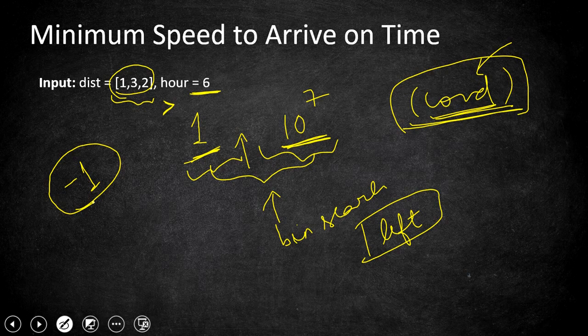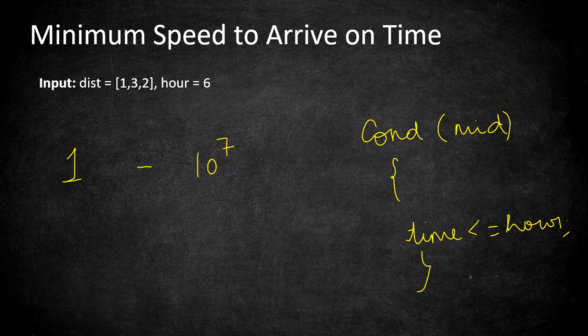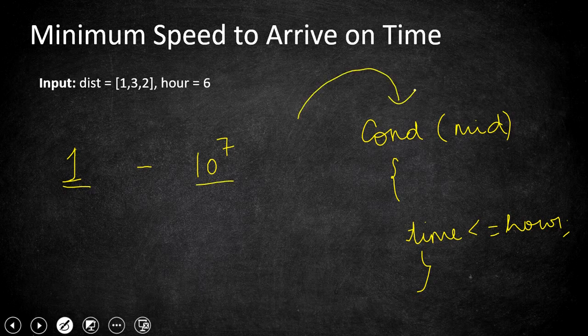So what does our condition function do in this problem? So first we are going to set a lower bound and upper bound to these values and pass our mid value to our condition function. So here the mid value is nothing but the speed we are checking.